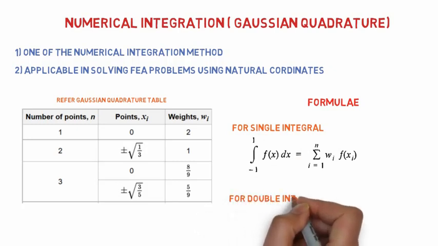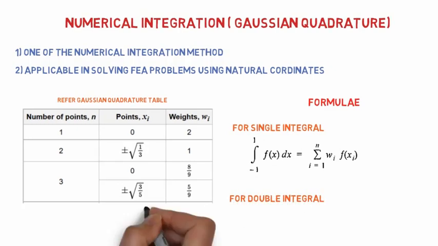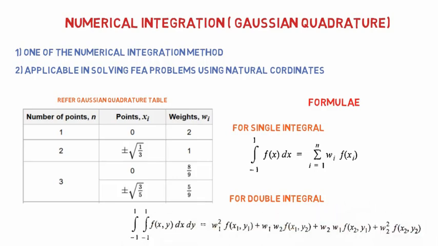For a double integral problem, it is somewhat lengthy. The double integration of f of x comma y dx dy is equal to w1 square f of x1 comma y1 plus w1 w2 f of x1 y2 plus w2 w1 f of x2 y1 plus w2 square f of x2 comma y2. Okay.